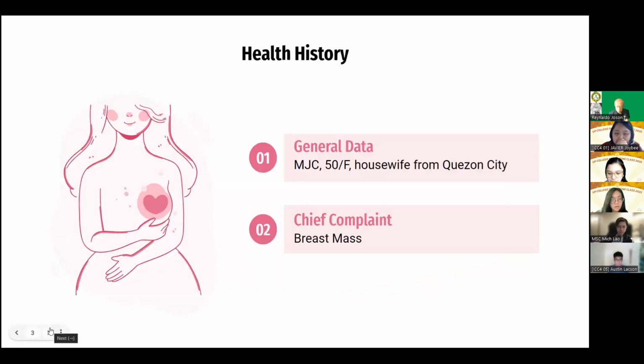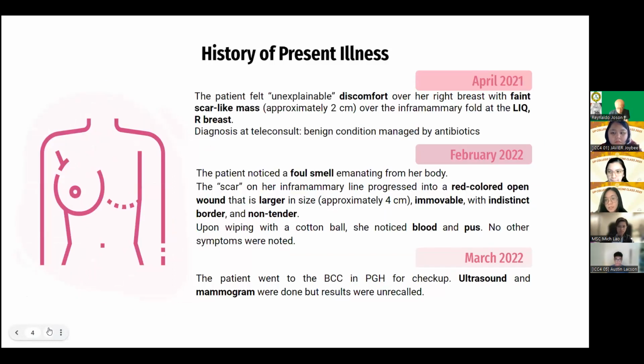This is the case of MJC, a 50-year-old housewife from Quezon City, coming in for the chief complaint of breast mass. In April 2021, the patient felt a discomfort over her right breast. Upon probing, she could not explain it, it was more of a gut feeling. Then she noticed a faint scar-like mass, approximately 2 centimeters, over the inframammary fold at the lower inner quadrant of her right breast.